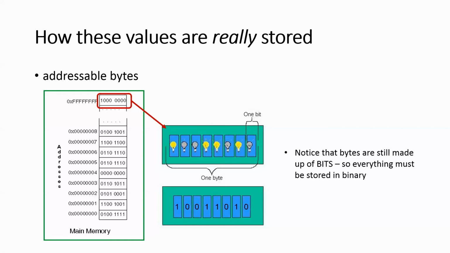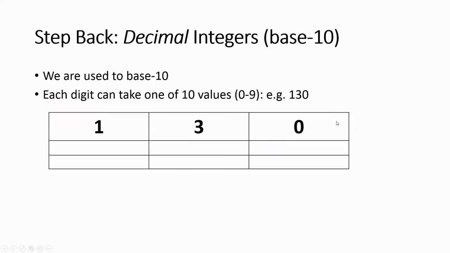So to understand how we're going to interpret a sequence of bits, let's take a step back and look at how we interpret a sequence of integers in everyday life in math class. The numbers that we're used to dealing with are actually in base 10, or decimal.